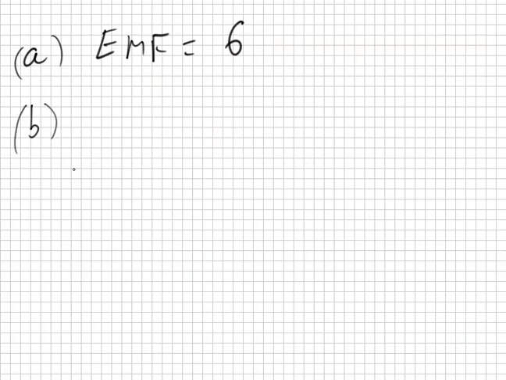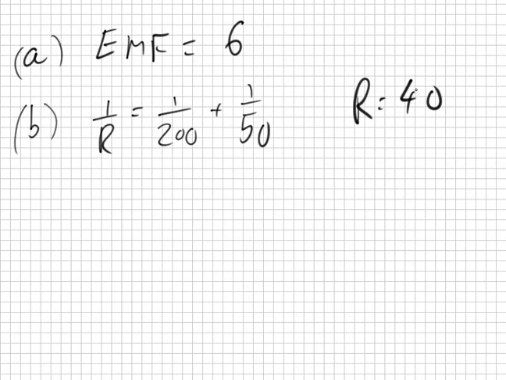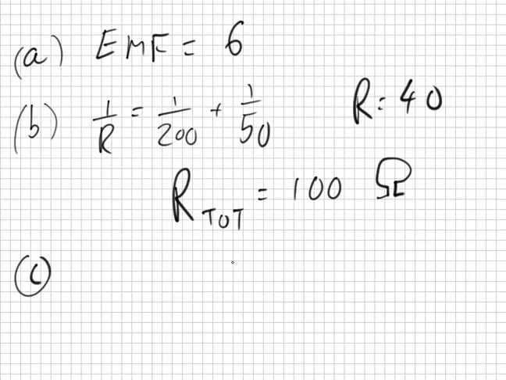Okay. Calculate the total resistance. So first I'll add the 200 and the 50 together. So we have to use this formula. So that means R is equal to 40. So now you have a 40, a 40 and a 20. So therefore adding those 3 together, R total is 100 ohms. So in fact we can redraw our circuit like this.